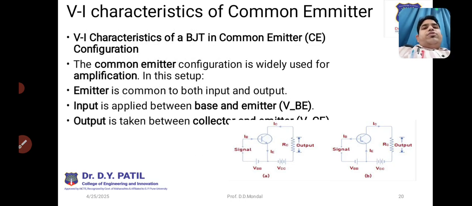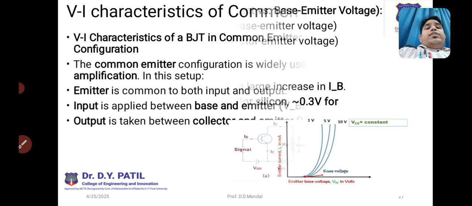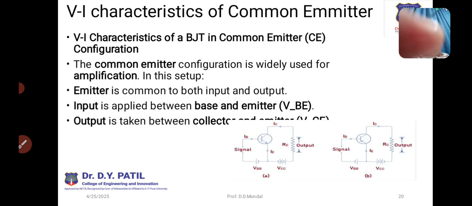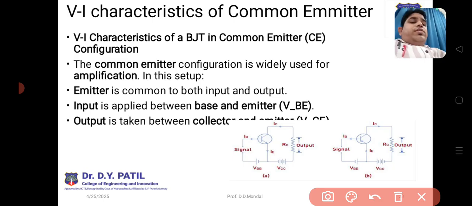Second, the VI characteristics of the BJT in common emitter configuration, which we will learn. Why do we call it current controlled? Because the input is IB. When we feed the input supply, the collector current is controlled by the input base current, IB. It means the base current controls it, so we call it current controlled.